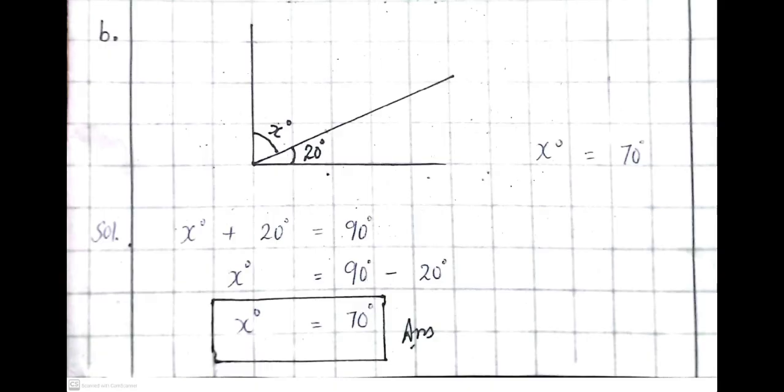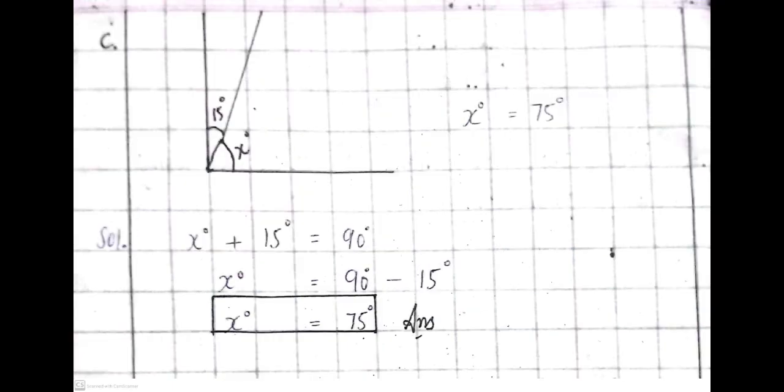Next in B part, two angles are given. We have to find the value of x degrees. The sum of the two angles from the figure is equal to 90 degrees. We need the value of x. So the other angle will be shifted to the right side. After subtraction, you will get x degrees is equal to 70 degrees. So here the complementary angle is 70 degrees. You will solve C part on your notebook.